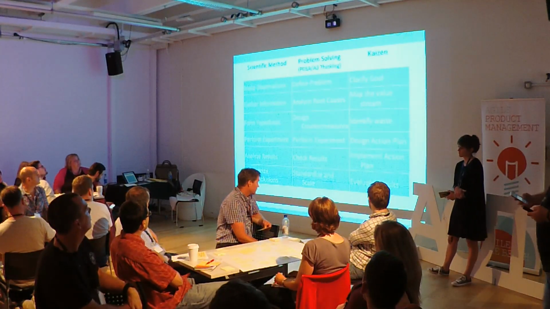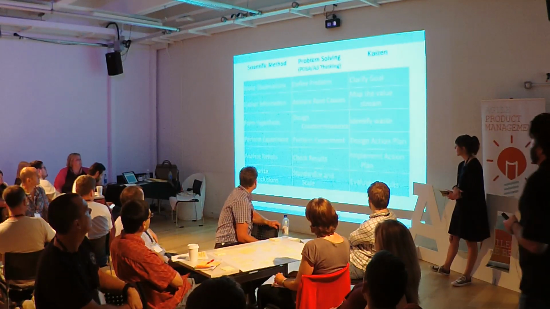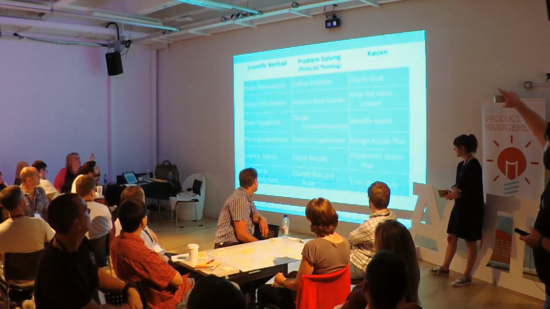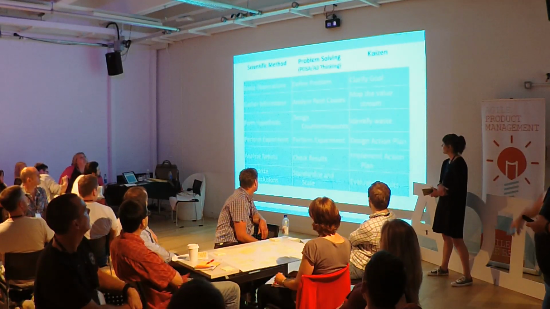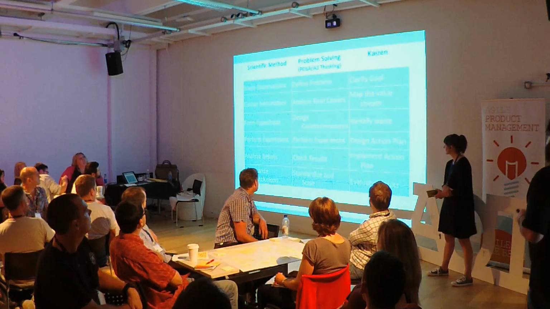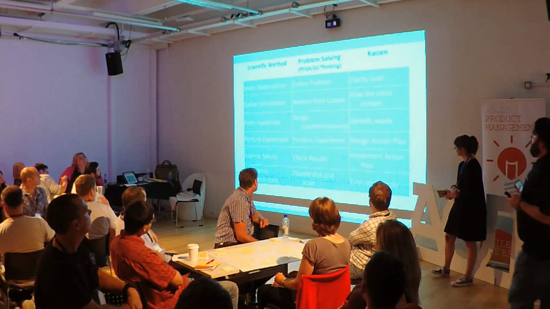And here's just a little graphic that I really like because it shows the scientific method, and the problem solving, A3 thinking is there in the center. Kaizen is the improvement kata from Toyota. They all kind of follow the same path.